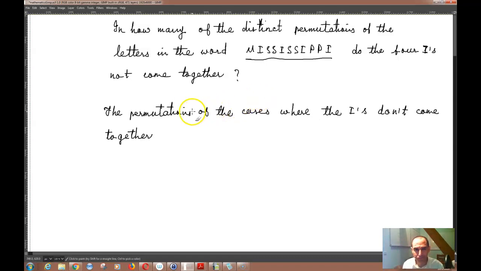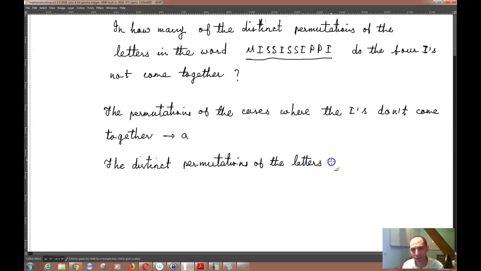What we need to do is that basically the distinct permutations of the letters of the word Mississippi, I call this, for example, A. Now the distinct permutations of the letters of the word, and by the word I mean Mississippi, I call this B, for example, all the possible distinct permutations of this word.